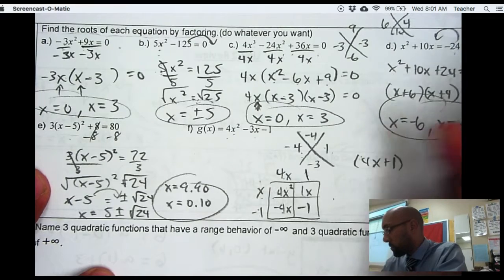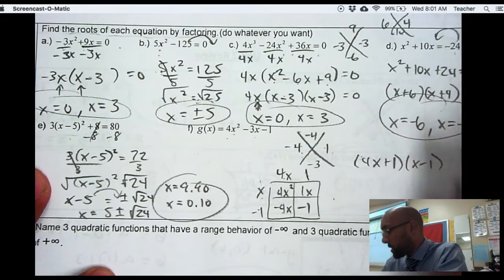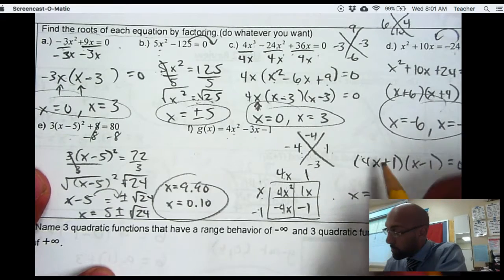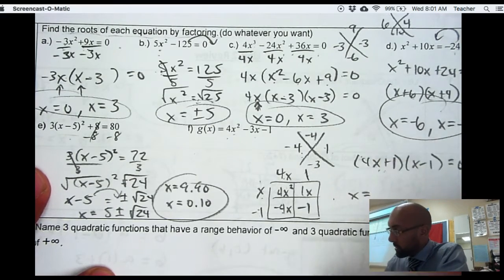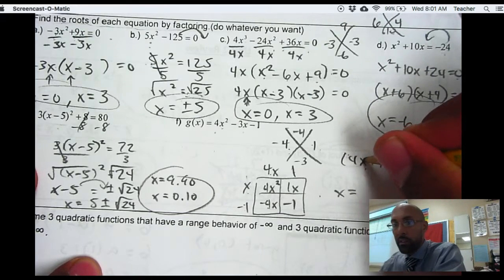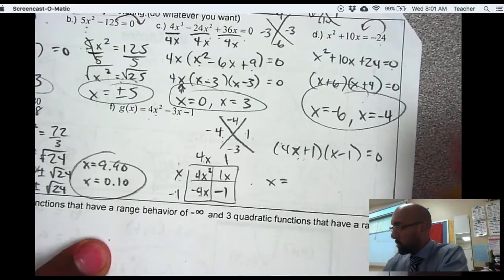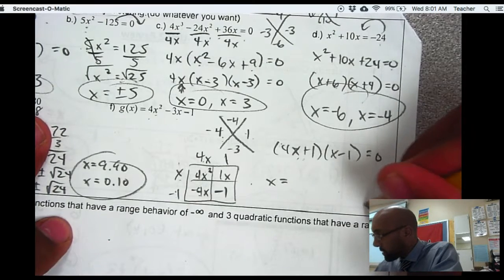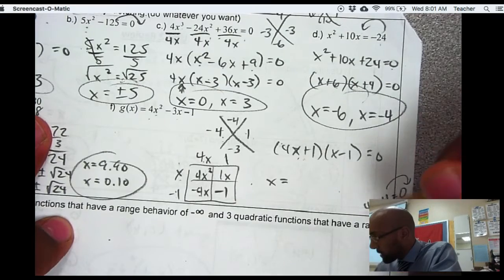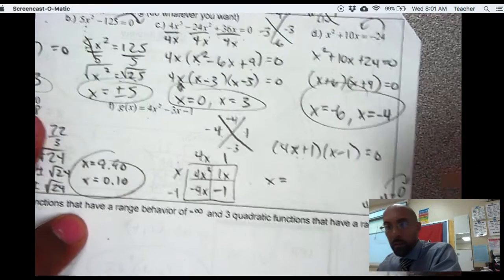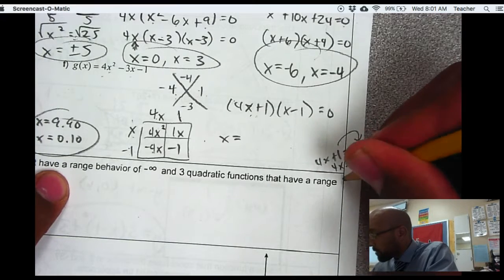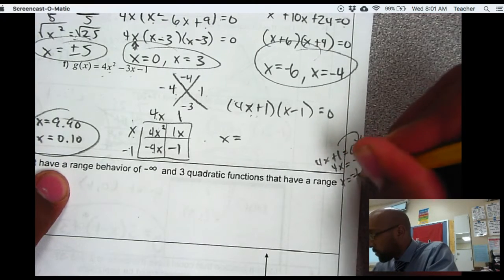(4x + 1)(x - 1) = 0. Now, if you guys remember, I can take this off to the side and solve it, because putting a -1 in here is not going to make that 0. So I would take that off to the side and say 4x + 1 = 0. Move the 1 to that side. So that's -1. Divide both sides by 4. x equals -1/4.